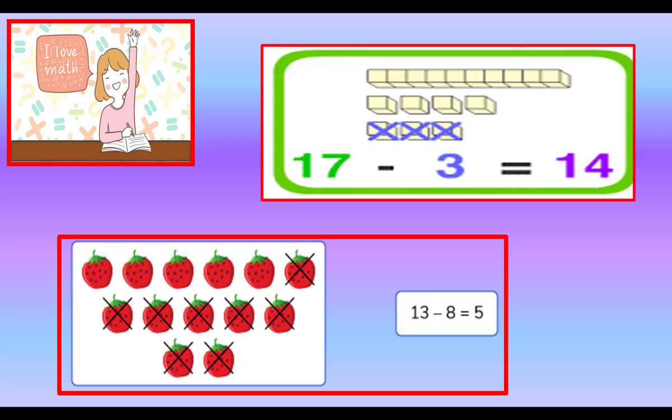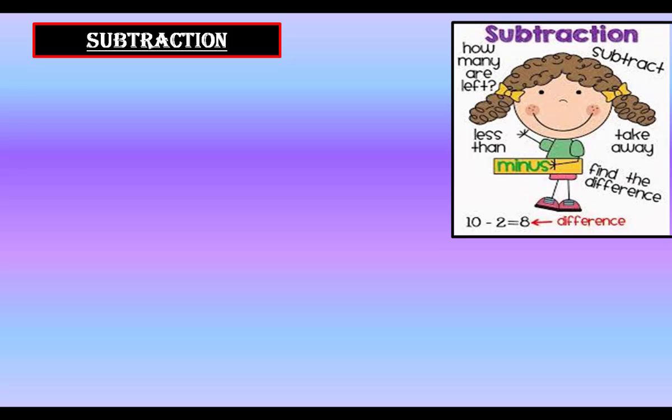Now look at this example. There are 13 strawberries and 8 strawberries are crossed. So remaining strawberries are 5. 13 minus 8 is equal to 5. Subtraction means, once again I would like to tell, how many are left, take away, find the difference, less than. The sign is minus.